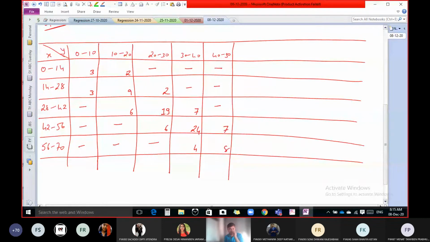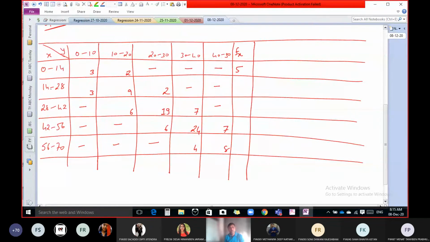Okay. Now the first step. If these are the values of x, can you tell me how many students have marks between 0 to 14 in accountancy? Let us say x is accountancy. So how many students have marks between 0 to 14 in accountancy? 5, sir. So that 5 you have to write here. That is the frequency of x.